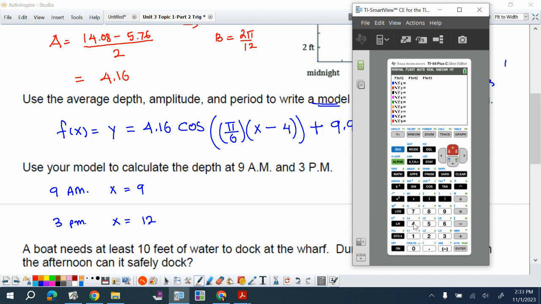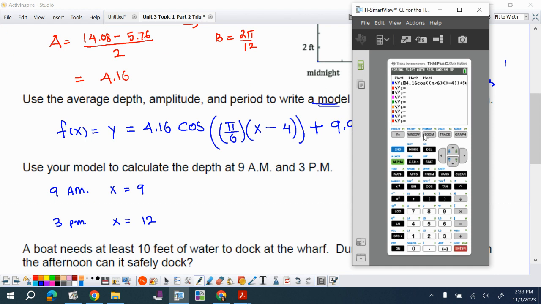Okay, so 4.16 cosine parenthesis pi divided by 6, close the parentheses, another set of parentheses, x minus 4, close, and count the number of parentheses. We should have an even set. So check the set: 1 set, 2 sets, and 3 sets, plus 9.2. So this is my equation.